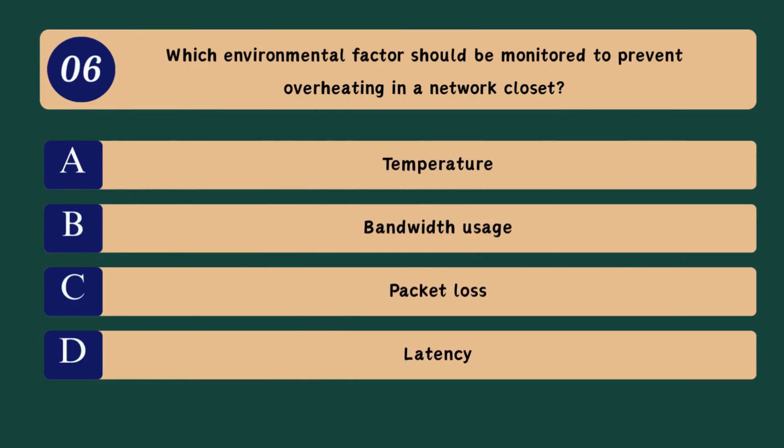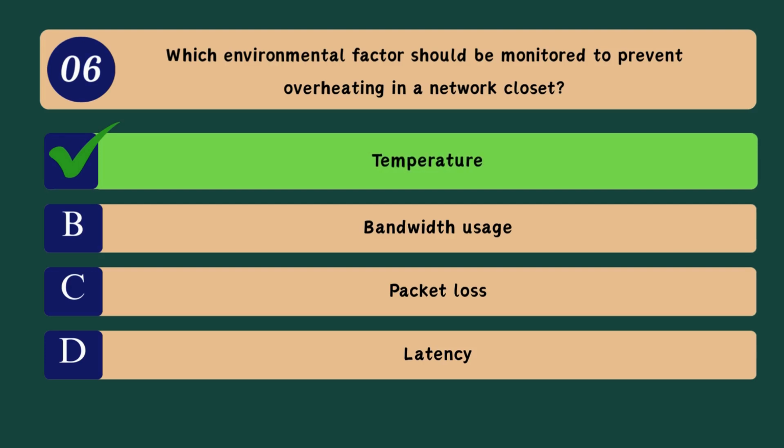Question 6. Which environmental factor should be monitored to prevent overheating in a network closet? A. Bandwidth usage. B. Temperature. C. Packet loss. D. Latency.